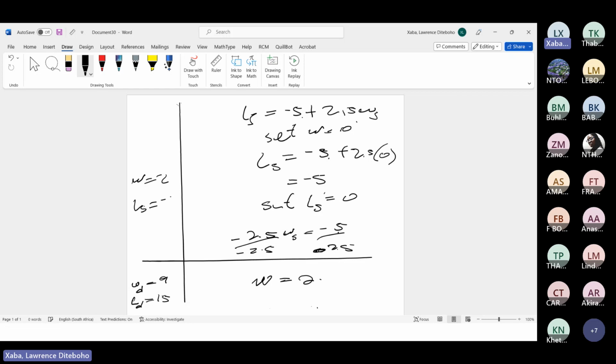So according to our Cartesian plane, we have L this side, we have W. In this case, we would say, what is the maximum between the values of W? We have 9 here, which is the maximum. Then we can just put 2 here. Then we have 15 this side, and this side we have negative 5. Let's put it here. So what do we do now? We have to draw our graph.